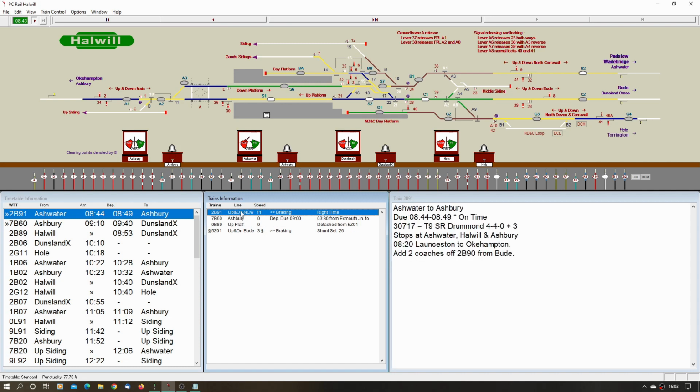So just ignore that passenger. The passenger's got quite a nice view down there. Passengers can have a look at this nice view while they're waiting.